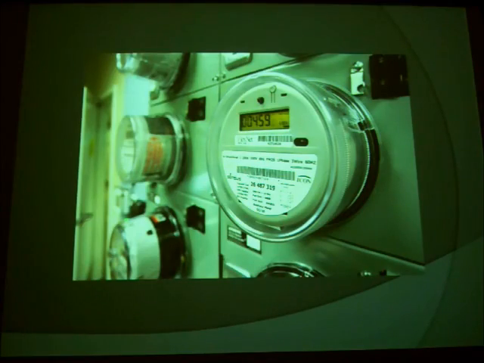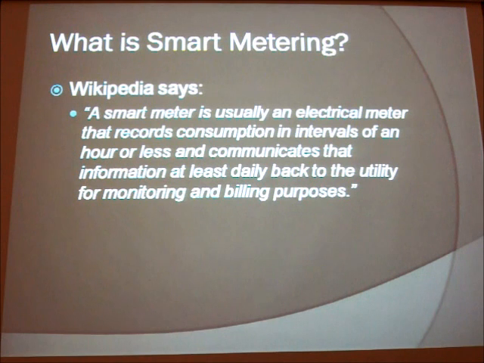Let's start off with an introduction to what a smart meter is and how it generally works in terms of communication. A smart meter is usually an electrical meter that records consumption in intervals of an hour or less and communicates that information at least daily back to the utility company for monitoring and billing purposes.